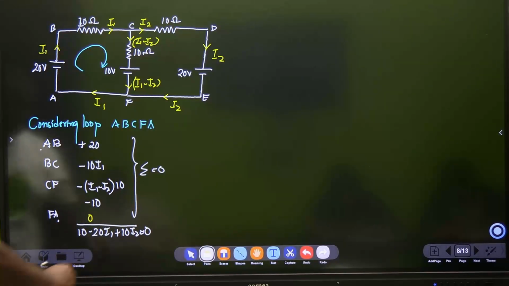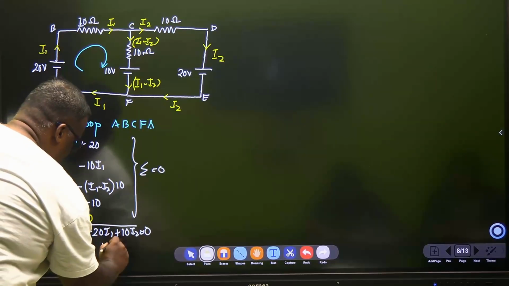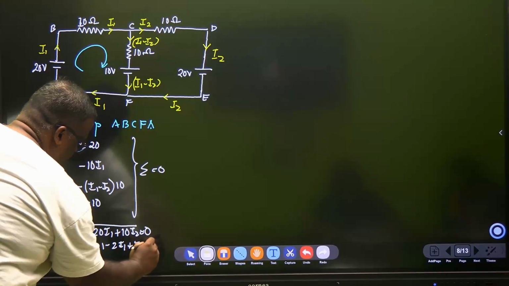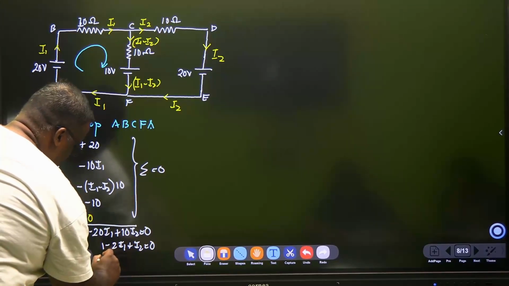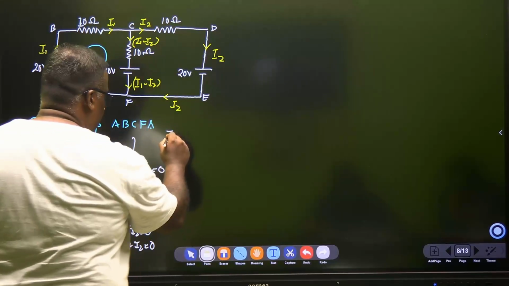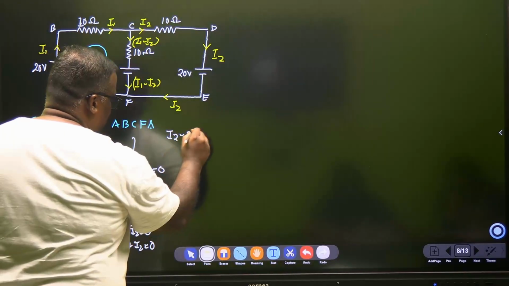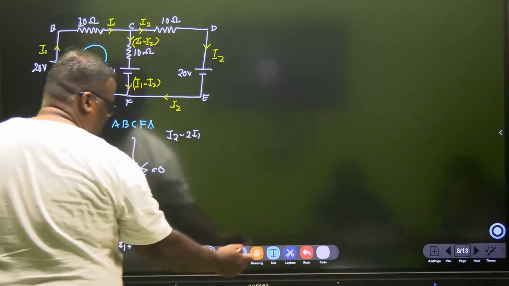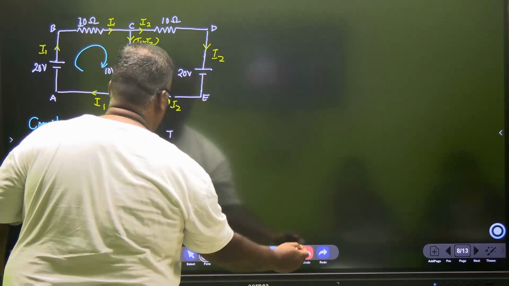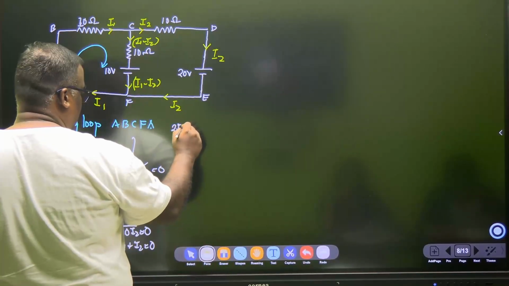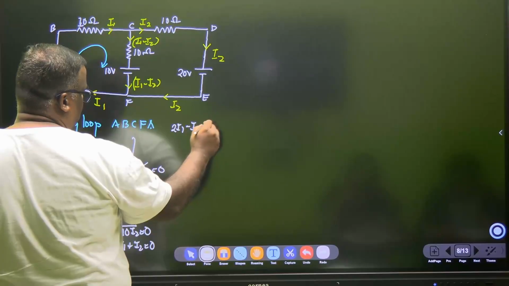Can we take out the 10? So we get 1 minus 2 I1 plus I2 is equal to 0. Okay, let's keep it like this, it will make it better. So we will have 2 I1 minus I2 is equal to 1.